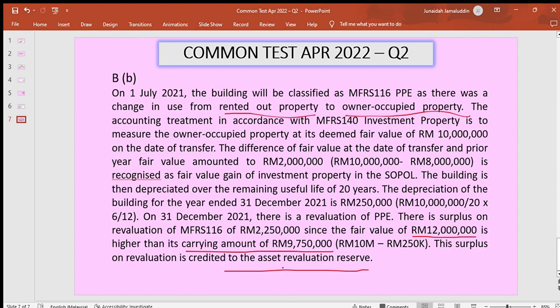So this is the accounting treatment for the transfer, or the change of use from IP to PPE, and also the revaluation of PPE on 31st December 2021. You can use your own sentence. You can use your own words in explaining the accounting treatment based on your own understanding. That's all about question 2.